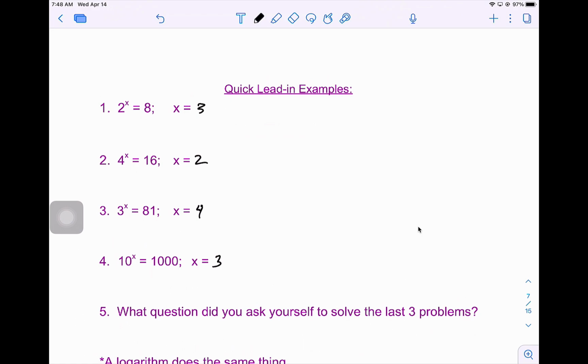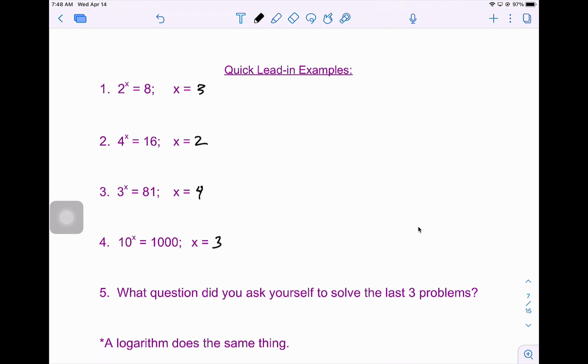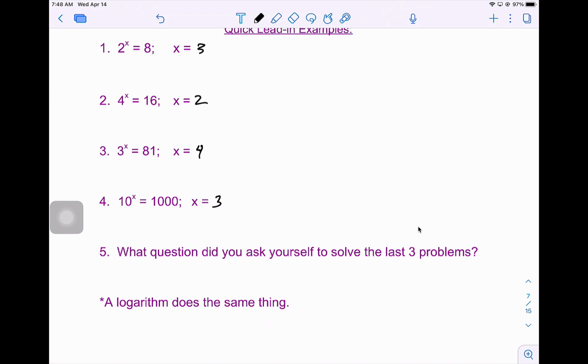And so the question is, what did you ask yourself on the last 3 questions, and really on all 4? Hopefully you were asking yourself, all right, 2 to what power is 8? 4 to what power is 16? 10 to what power is 1,000? That is exactly what a logarithm does. If you take a look, that is exactly what a logarithm will do for you. It will answer these questions.